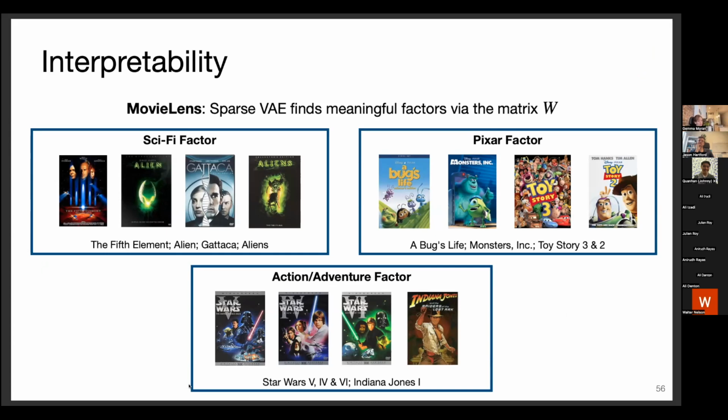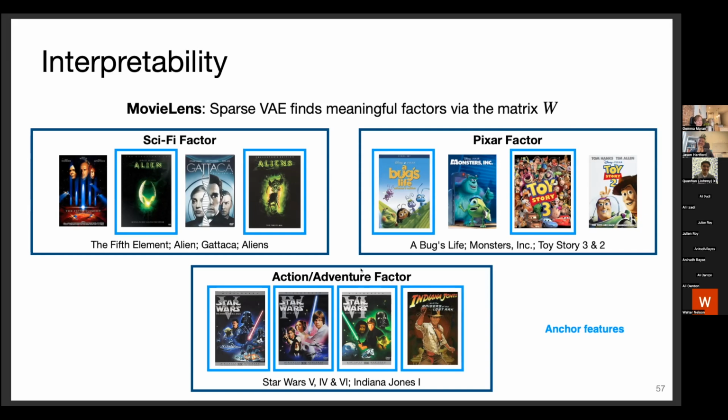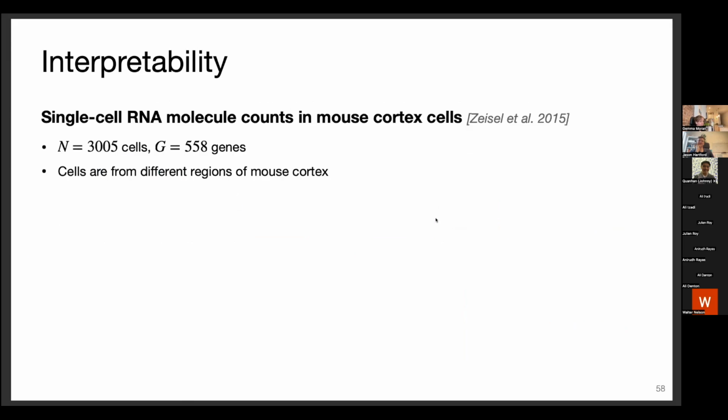factor, which contained movies like The Fifth Element and so on, a Pixar factor, and an action adventure, or actually probably maybe Harrison Ford factor here. And we could look and see that we have anchors for these factors as well, which makes sense, and have this kind of anchor structure.